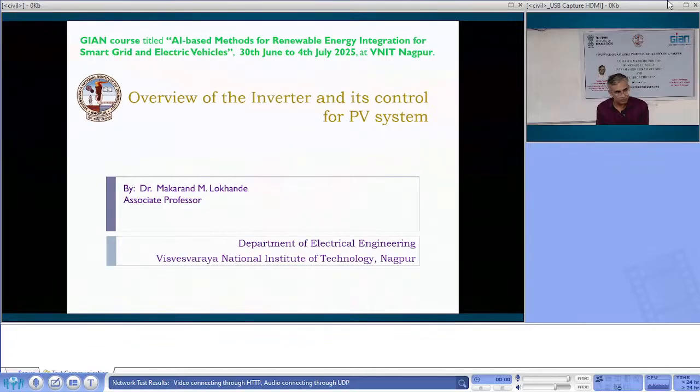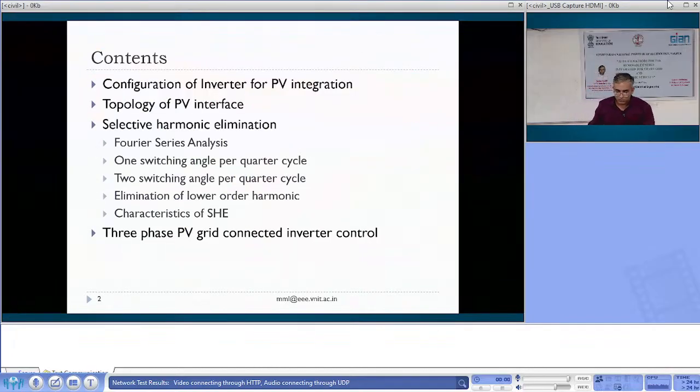So I have started with some things related to inverter interface and what exactly the inverter is. From my point of view, but if there is something you want to contribute, please say something. The overview of inverter and its control for PV system: we'll see the configuration of inverter for PV integration, then the topology of PV interface, then particularly the selective harmonic elimination. Like we know the control of inverter, there are various PWM techniques available.